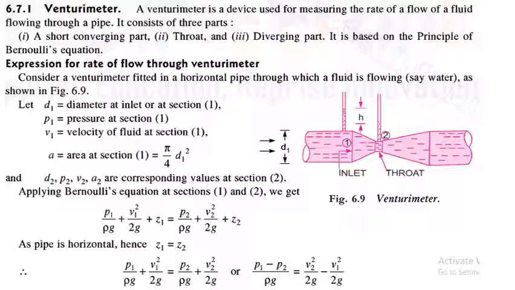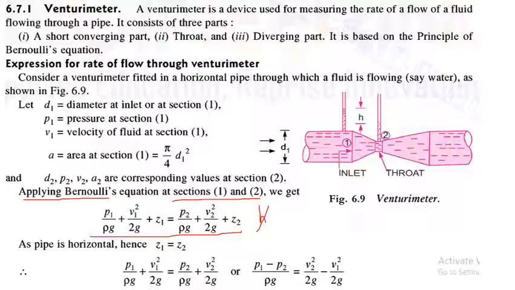So let's apply Bernoulli's equation to section 1 and 2. We get P1 by rho g plus V1 square by 2g plus Z1 is equal to P2 by rho g plus V2 square by 2g plus Z2. We assume that there is no loss of head. So H is not considered here, right? H is not there in this equation. We consider it as an ideal fluid.